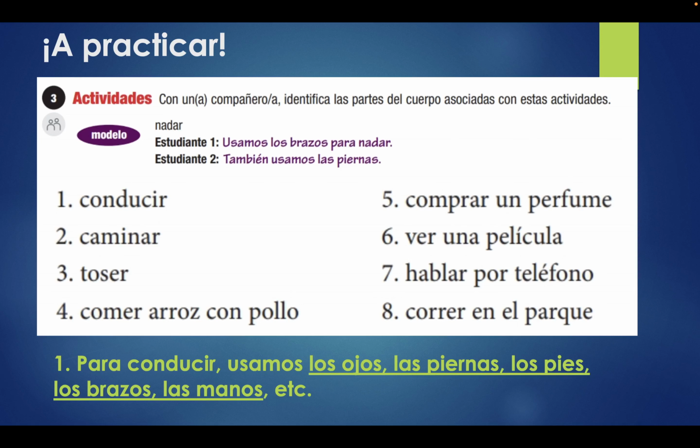Now, be very careful with body parts in Spanish. You never use your possessive adjective. So you're tempted to say like mis ojos, my eyes, or mis piernas, my legs. We don't do that. We always use the definite article, el, la, los, or las, when referring to our body parts.